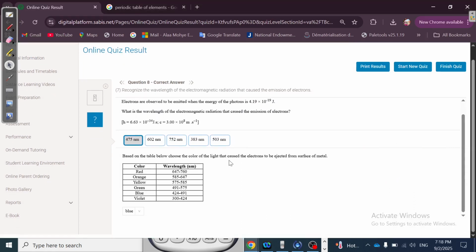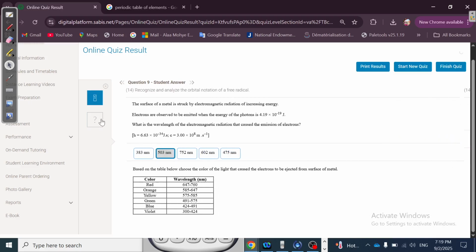Then, obviously, for each color there is a certain wavelength. Based on the table, choose the color of light that caused the electrons to be ejected from the surface of the metal. We need the number 475 nanometers. 647 starting, no. 500 starting, no. 575 starting, no. 491 too big. 424 maybe. From 424 until 491, we fall in this range, which is the blue color.